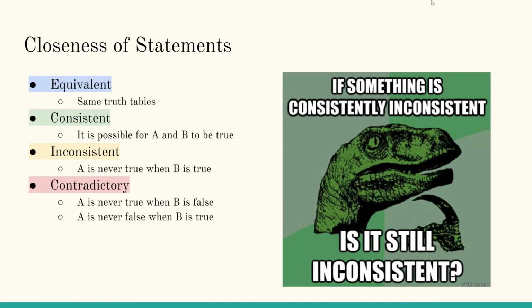We may want to describe how close 2 statements are to each other. If 2 statements have the same truth table, they are equivalent. If it is possible for 2 statements to be true at the same time, then they are consistent. When a statement is not consistent, then it is inconsistent. Finally, statements are contradictory when they have exactly the opposite truth value in their truth tables.